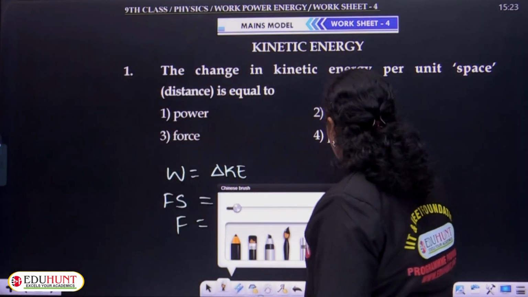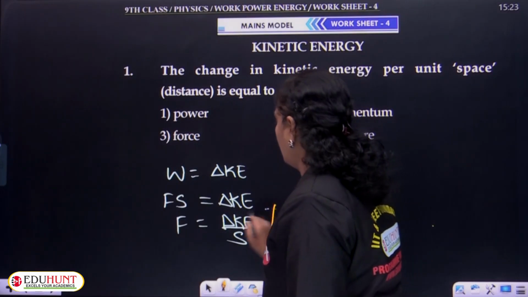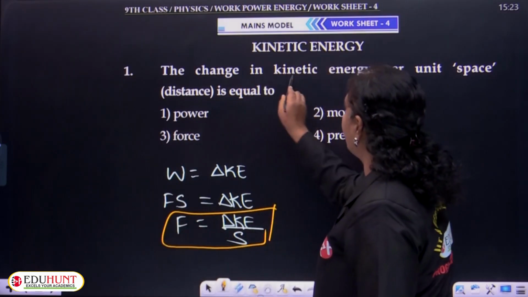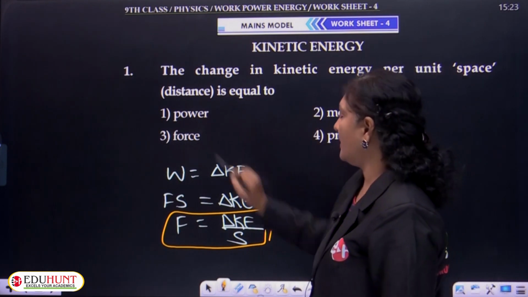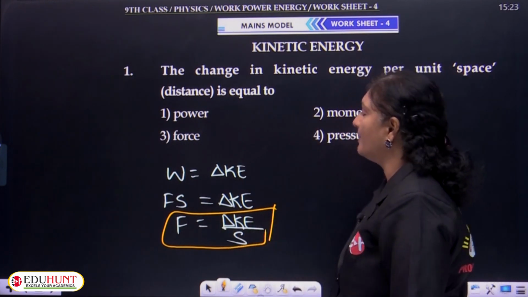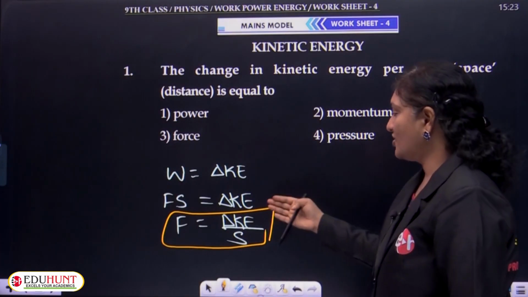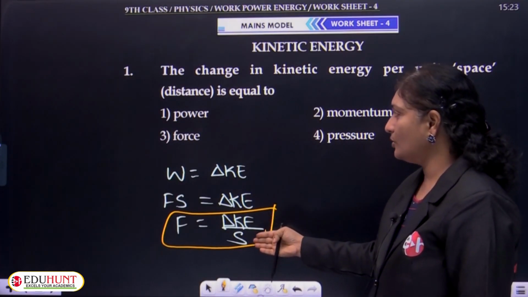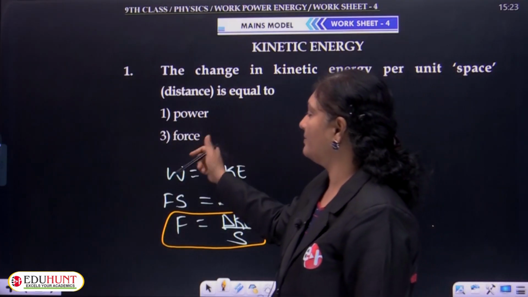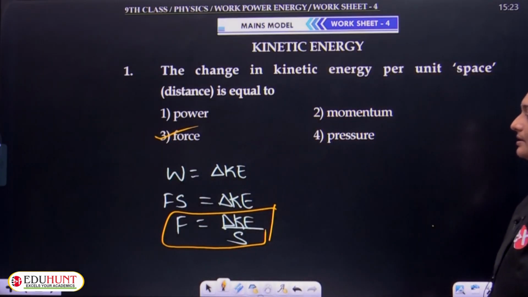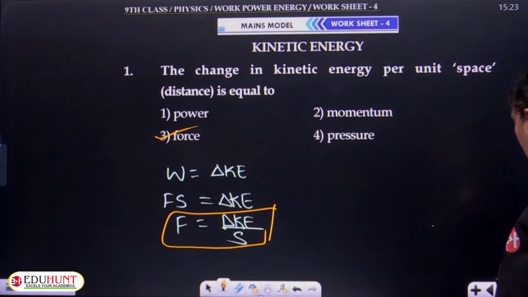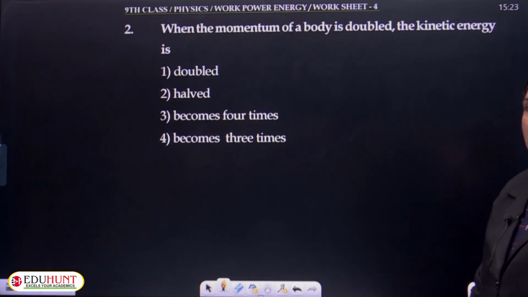Hence, we can conclude that the change in kinetic energy, delta KE, per unit distance is nothing but force. Hence, option 3 must be true. So, the answer is force. So, moving ahead with the next question, the second one.